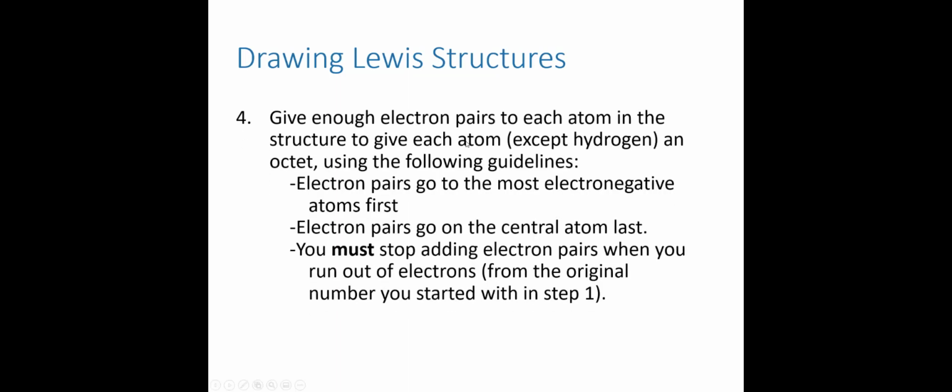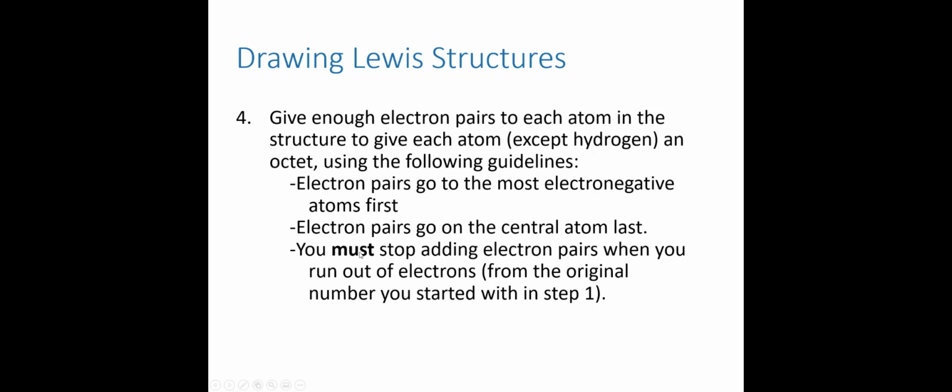Step 4. You want to give electron pairs to each atom so that each atom can get an octet. Okay? Hydrogen will never get a lone pair, so we don't have to worry about that. So that's another very important thing. Hydrogen makes one bond and never has lone pairs. So electron pairs go to the most electronegative atoms first. They are the greediest for electrons. So that means they're going to go on the central atom last.